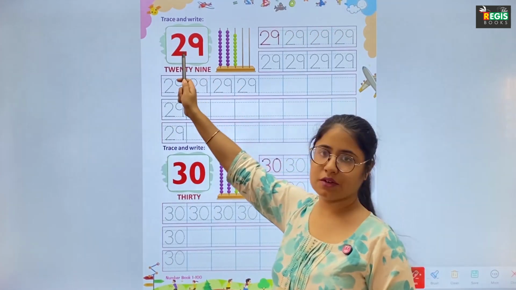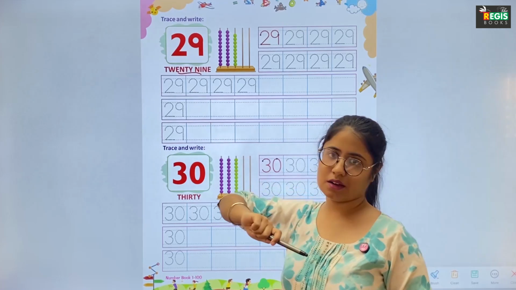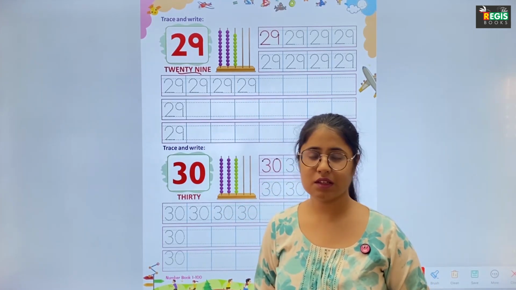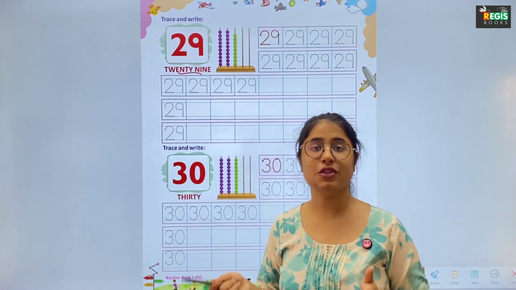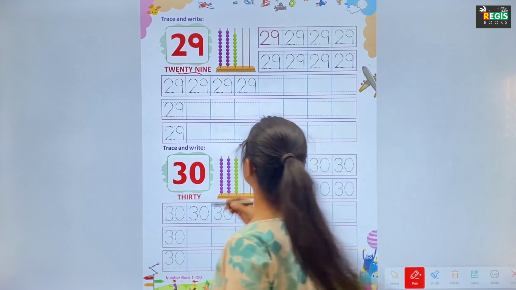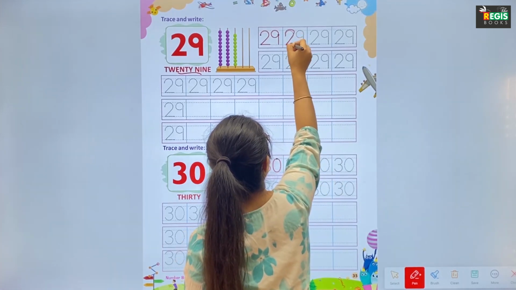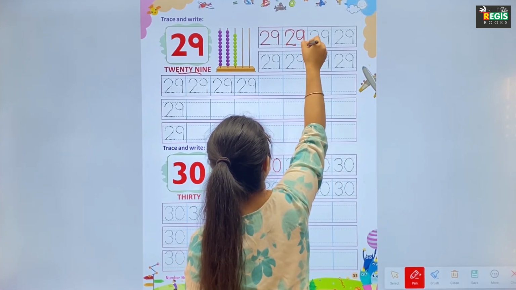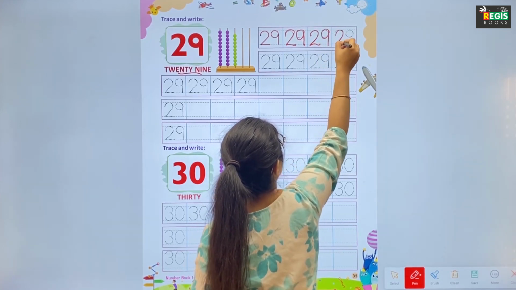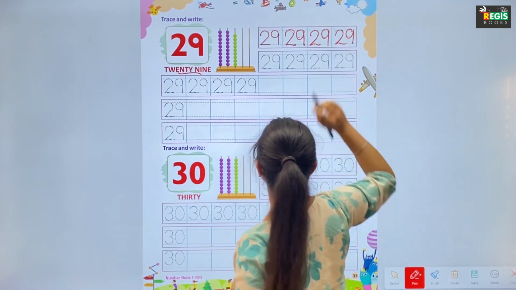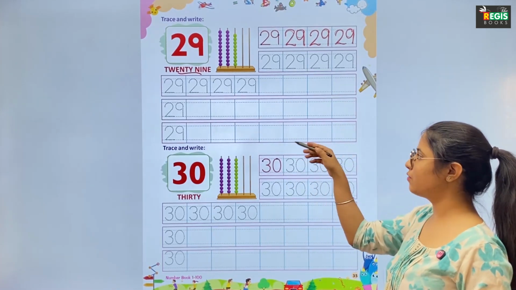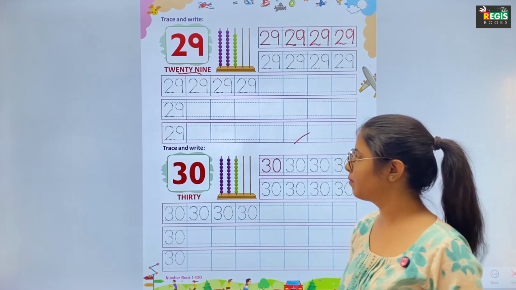Trace and write 2, 9, 29. These are 29 dots. We write the number 29 by writing 2 and 9 together. So let's write 29 with me. First write 2, then 9 like this. 2, 9, 29. And similarly, you will write the number 29 in the rest of the boxes to practice it.